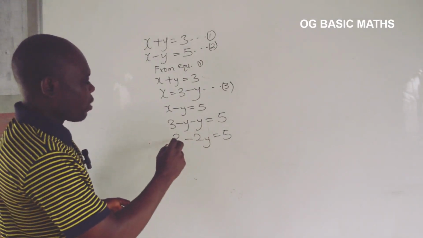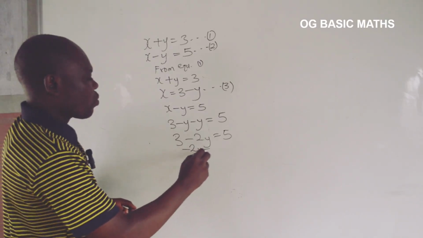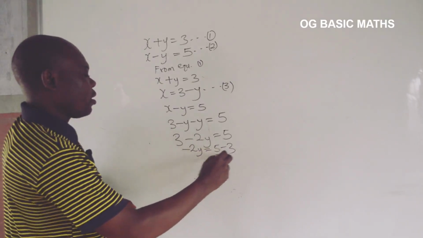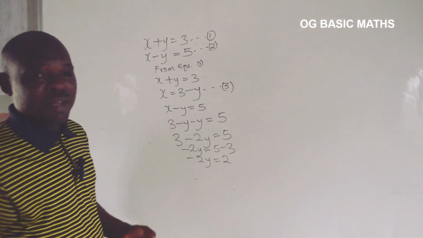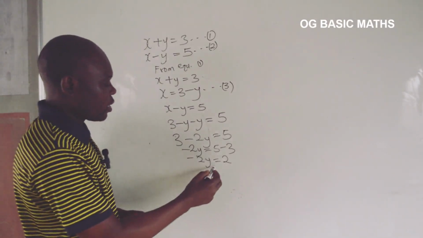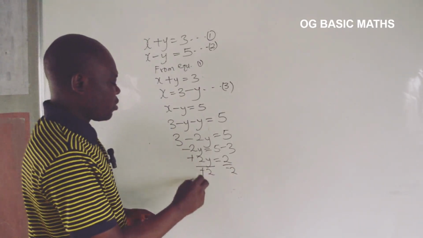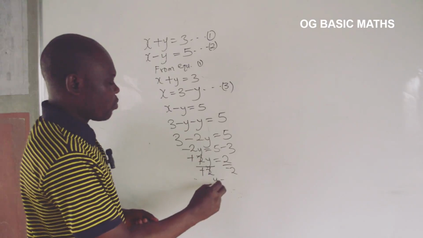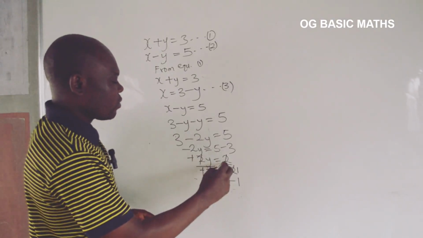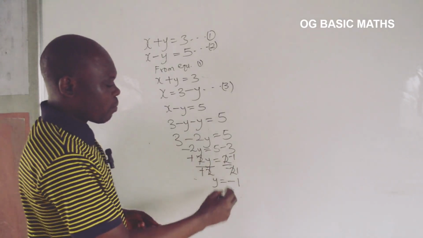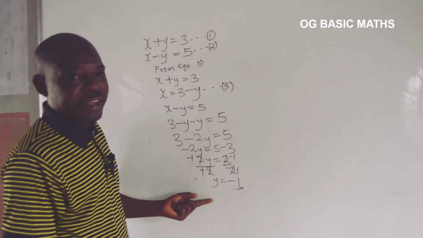So we collect like terms. We have negative 2y equals 5 minus 3, and negative 2y now becomes 2. Divide both sides by the coefficient of y, which is of course negative 2. This and this go, this and this go. We have our y to be negative 1. Negative 2 over negative 2 is 1, 2 over negative 2 is negative 1, and 1 over 1 is 1. So the value of y in this is negative 1.